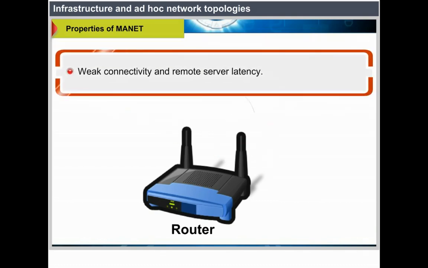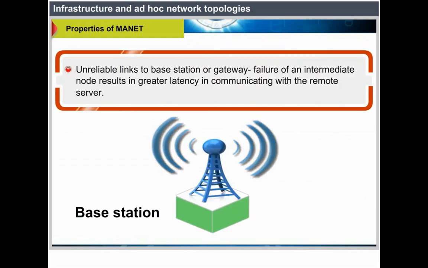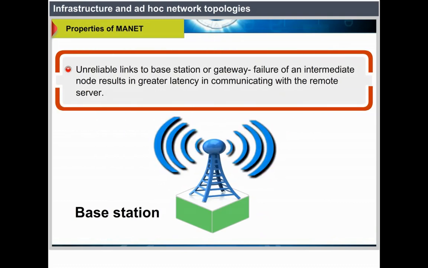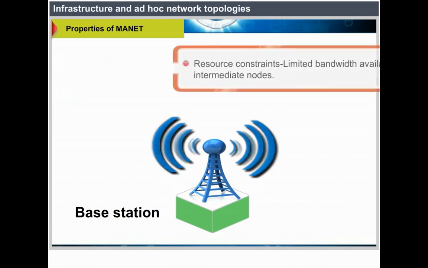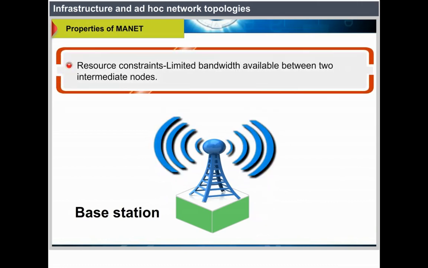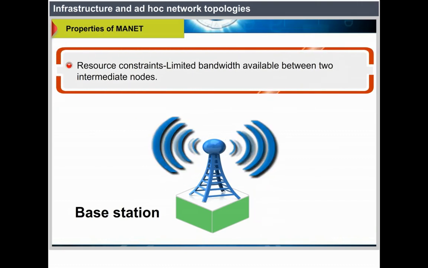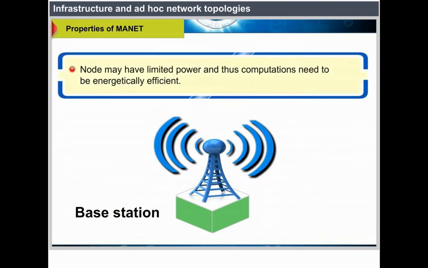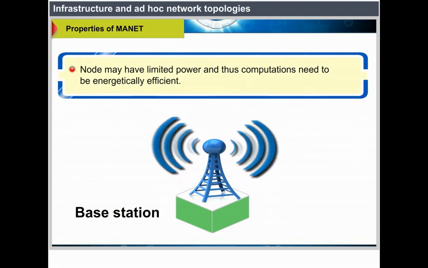Weak connectivity and remote server latency. Unreliable links to base station or gateway. Failure of an intermediate node results in greater latency in communicating with a remote server. Resource constraints. Limited bandwidth available between two intermediate nodes. Node may have limited power and thus computations need to be energy efficient.